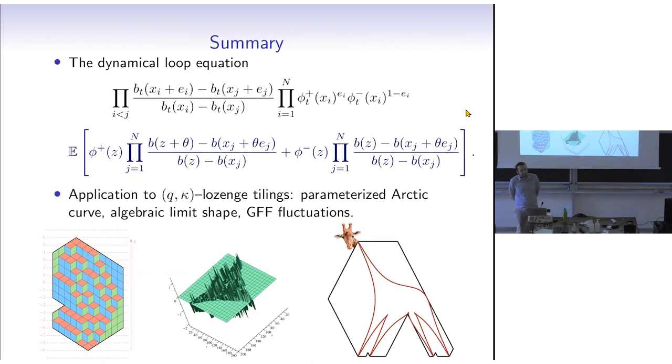Is there any mapping, or maybe mapping is too much, but is there any relation to the six vertex model, like viewing the lozenge tiling within the context of the six vertex model? Not that I'm aware of. No, I don't really know. There's a standard way of transforming the local configuration, I mean, there should be, right? But I don't know.